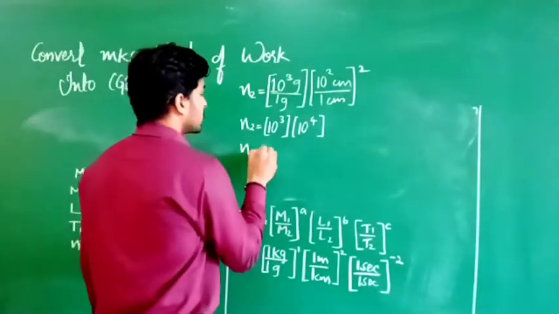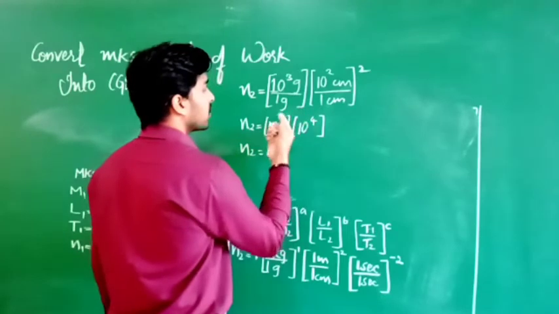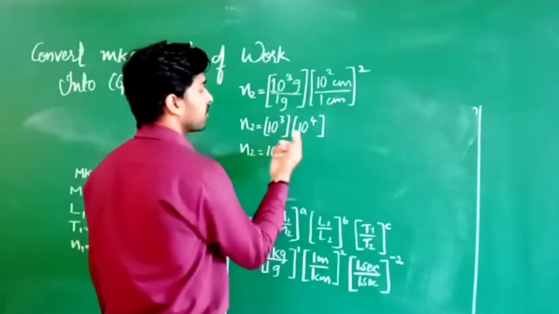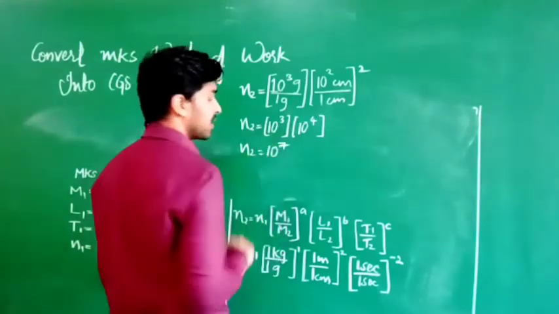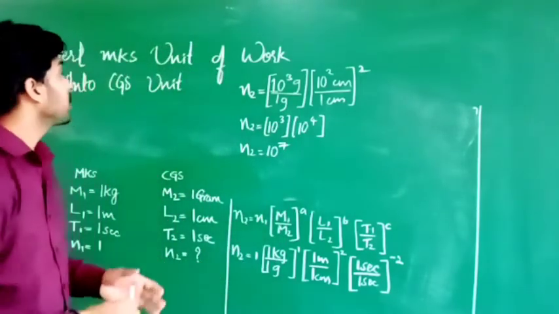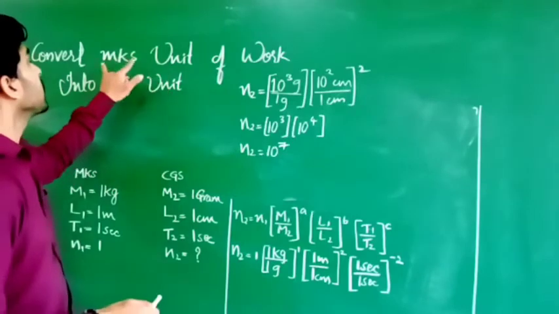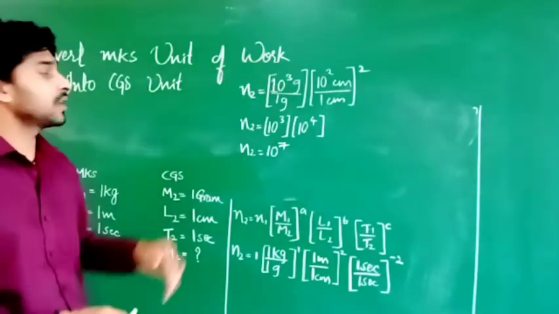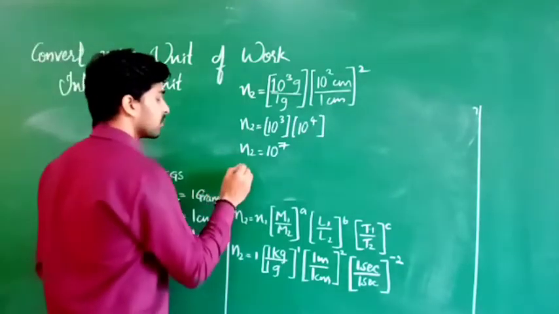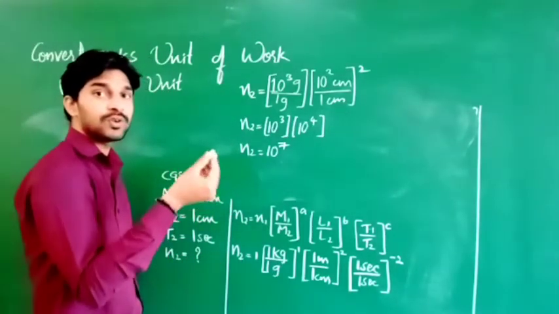So finally what can I write? N2 is equal to 10 to the power of 3 into 10 to the power of 4. Okay, if bases are same, powers will get added up. So 3 plus 4 is nothing but 7. So SI unit of, okay, MKS unit of work, that is nothing but what? Joule. Clear? So from the relation N1 U1 is equal to N2 U2.